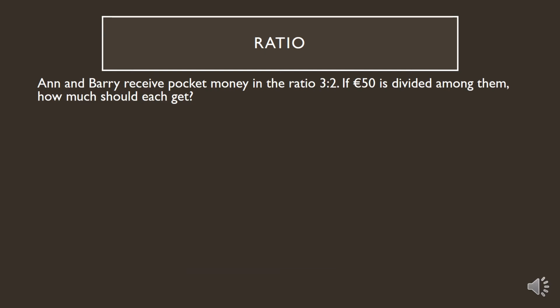Okay, so let's look at this question. Anne and Barry receive pocket money in the ratio of 3 is to 2. If 50 euros is divided among them, how much should each get? Now the first thing I'm going to do is 3 is to 2. I'm going to add 3 plus 2 and it gives me 5.